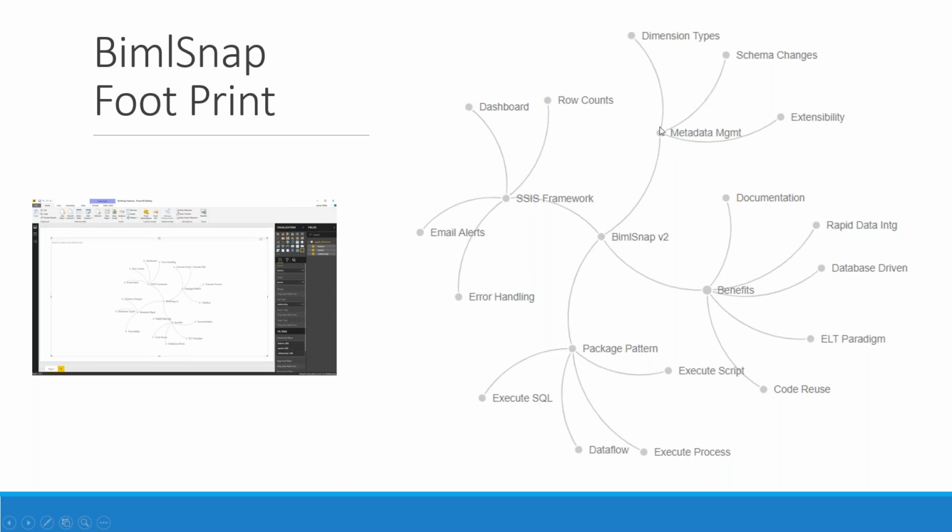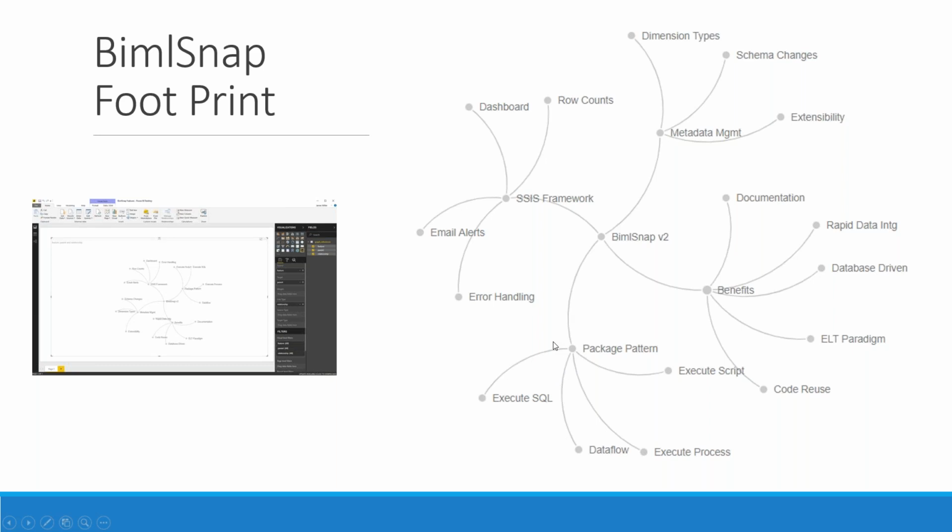BimlSnap has its own metadata management system. And this is really just an SSIS package that extracts the metadata from whatever server that you want, lets you extend it with type 1, type 2 business keys, and then tracks changes to it. So if you ever wonder, well, what did my metadata look like last week, or was there a change to the metadata, it has a form for that. The package patterns, you get execute SQL, data flow, execute process, execute script.